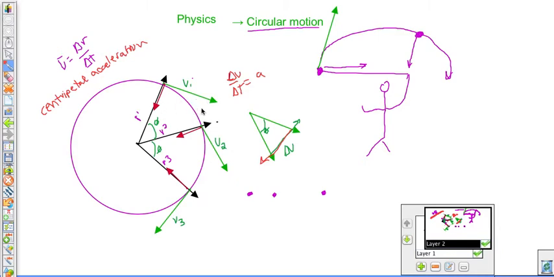Well, because the same angle exists between the radii of the velocities as exists between the radii of the radiuses, the ratio of their lengths are the same. And so at this point I'm going to go ahead and stop this video, and in the next video I'm going to show you how we solve for an acceleration moving around a circle.